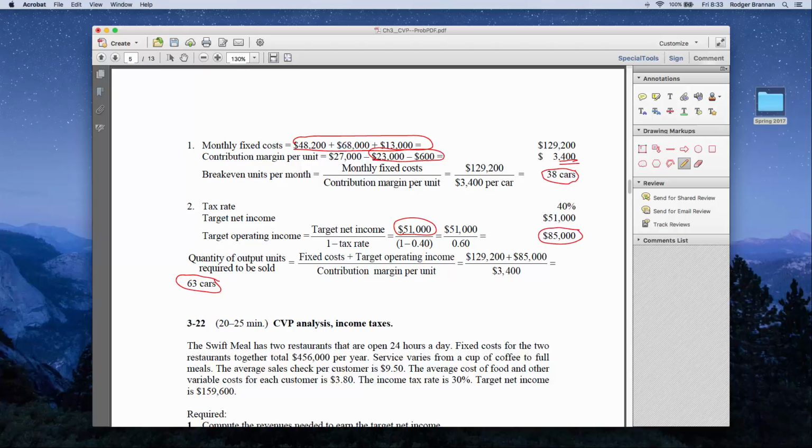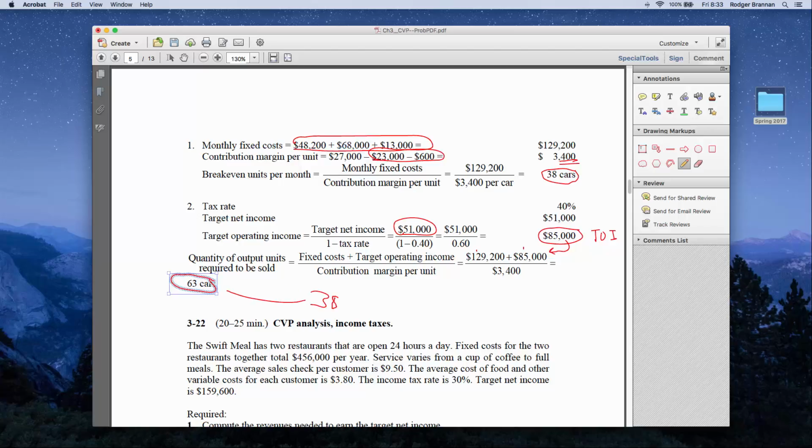So once I achieve this, my target operating income of $85,000 is not going to be given. You're going to have to figure that out. I plug that into this formula here, where I take the fixed cost plus the target operating income of $85,000, and divide it by the contribution margin. So that would give me 63 cars. Again, the difference here is 63 versus 38.